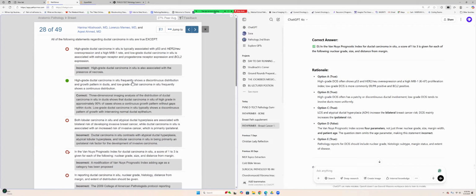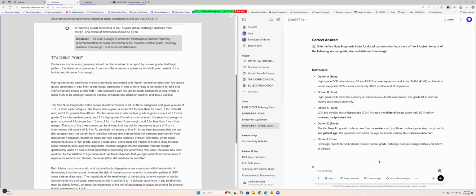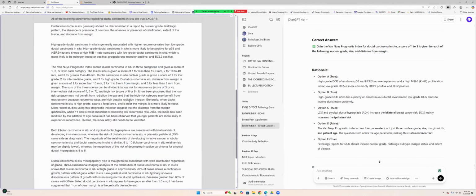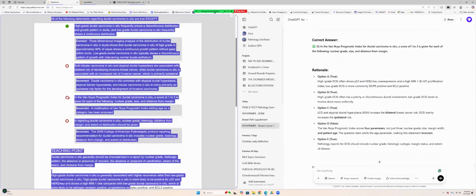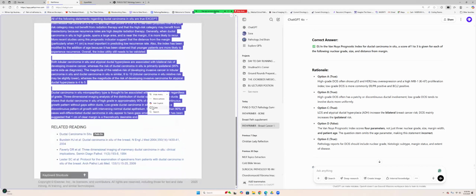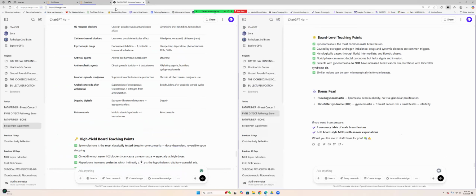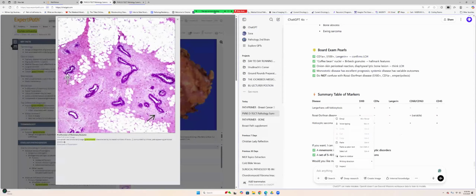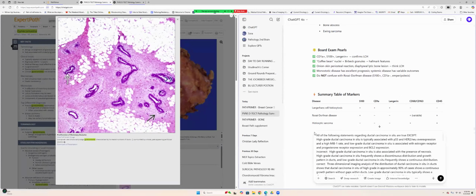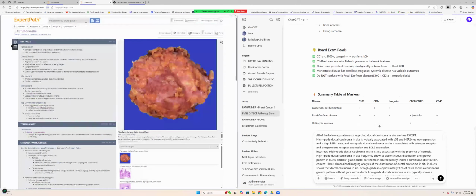High grade DCIS frequently shows a discontinuous distribution and growth pattern in ducts, and low grade DCIS shows a continuous distribution. So this requires very strong, in-depth knowledge of these subtypes to answer these questions, which we are going to do right now. So get ready for a very strong, in-depth analysis of DCIS.